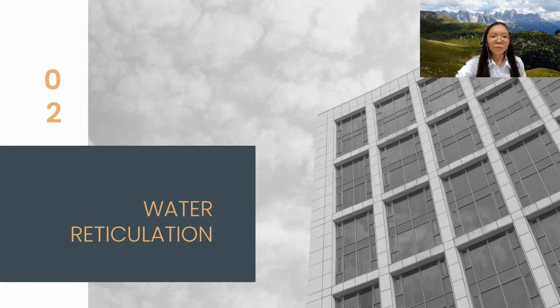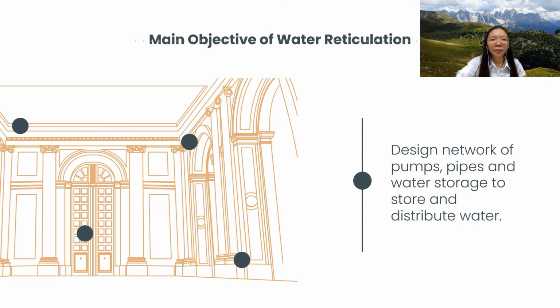Next, I will present about the water reticulation department. The main objective of the water reticulation department is to design the network of pumps, pipes, and water storage to store and distribute water. In our project, we are required to propose the pipe layout, determine the water tank size, pipe size, and pipe type.